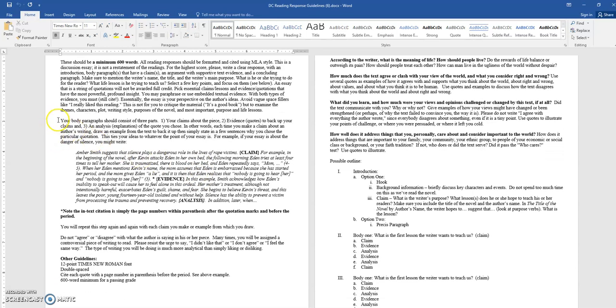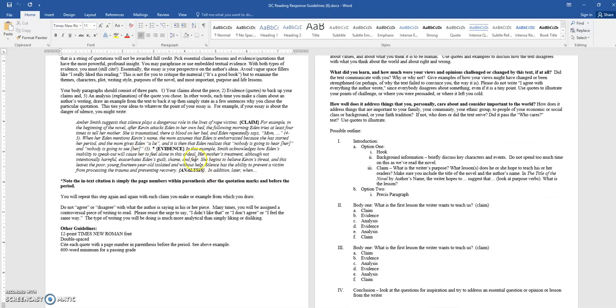This right here tells you how to structure your body paragraphs. Each body paragraph will have 3 parts. 1, you'll have a claim, which would be the topic sentence or the message, the purpose of the author, the writer. 2, you have evidence, which are embedded quotations that support your claim. And 3, you explain the quotation. How does that piece of evidence prove your claim?